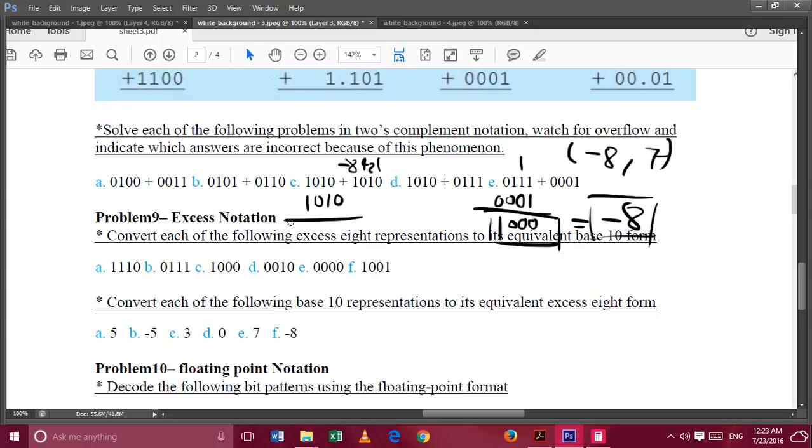10, 10. Okay. 0 plus 0. Now, watching for overflow, this here comes as 0. That means an overflow because negative, negative, and 0 means positive. So 0 plus 0, that is 0. 1 plus 1 equals 0, carry 1. It goes here. And 1 plus 1 equals 0, carry 1.